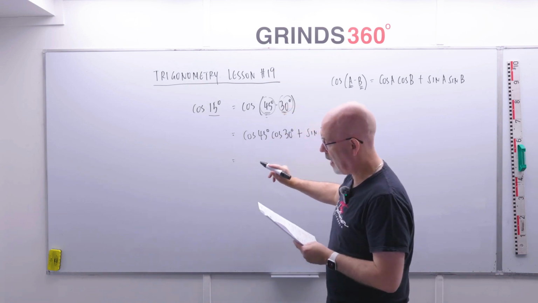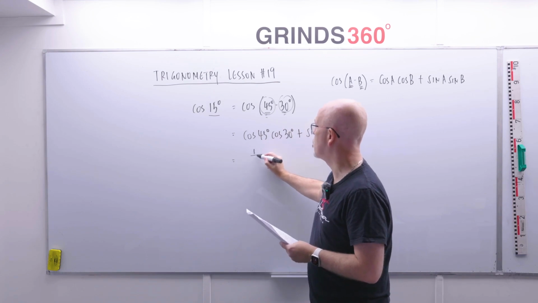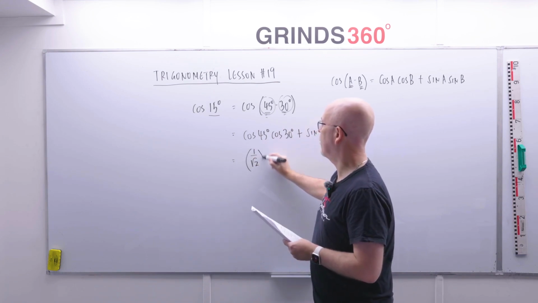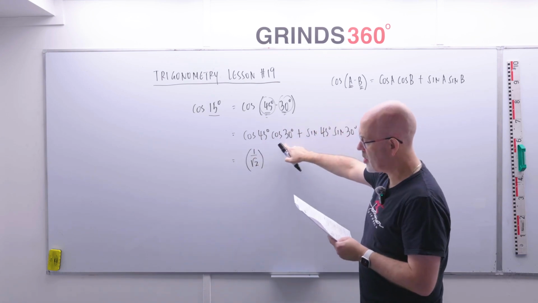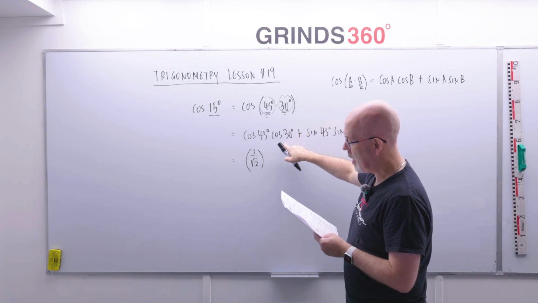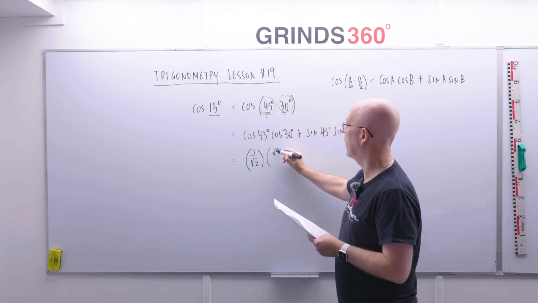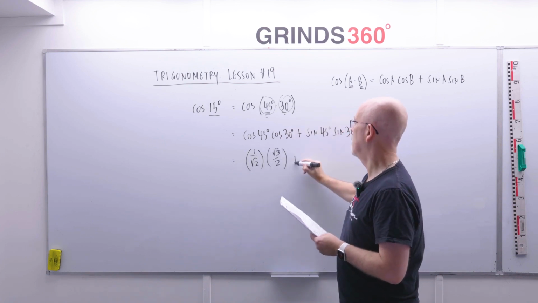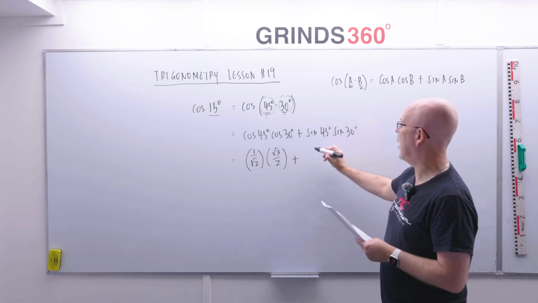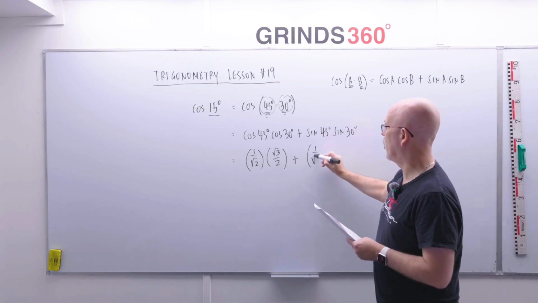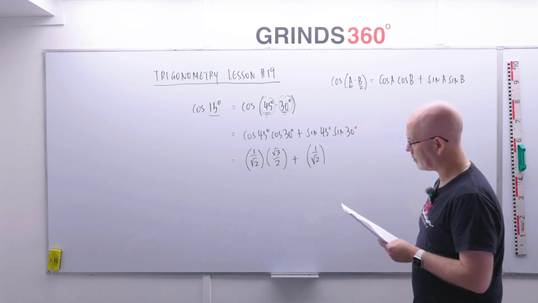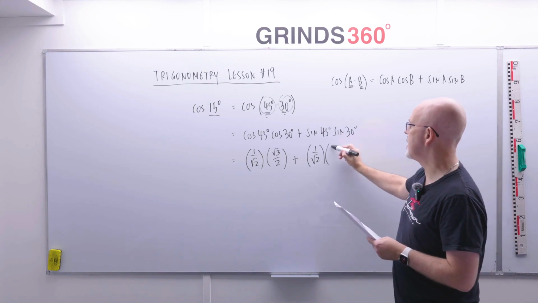So cosine 45 degrees, you can see from the table, is 1 over root 2. Okay, that's in the table. Cosine 30 degrees from the table at the top of the page is root 3 over 2, right? Plus sine 45 degrees is 1 over root 2. And sine 30 degrees is a half.